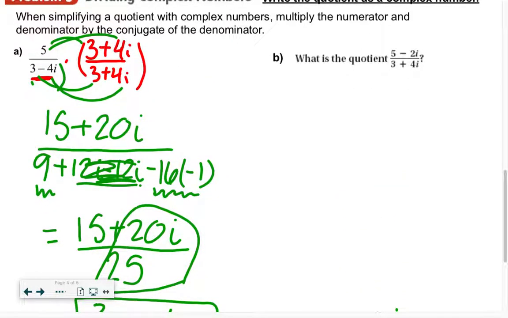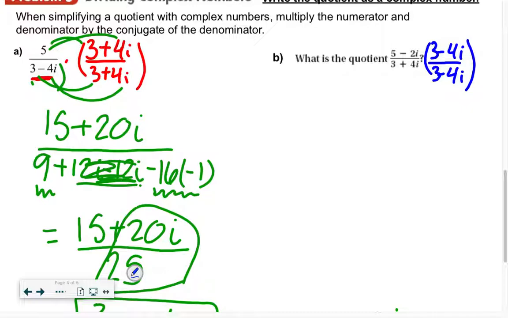For B, what should I multiply the top and bottom by? Minus 4i, good. 3 minus 4i over 3 minus 4i. You notice this time our top isn't as nice as last time. So we got to foil on both the top and the bottom.